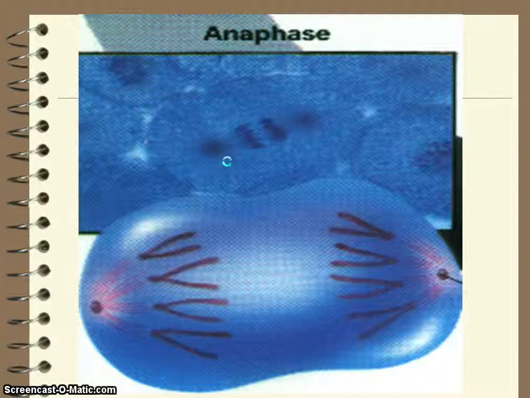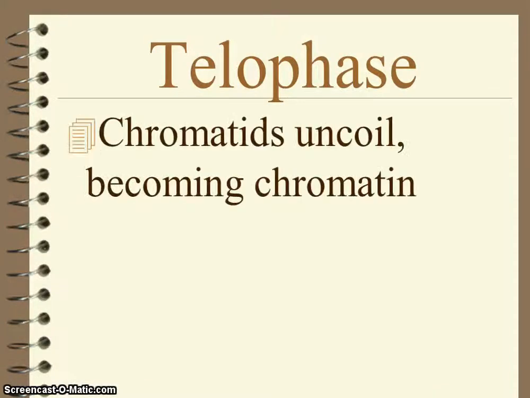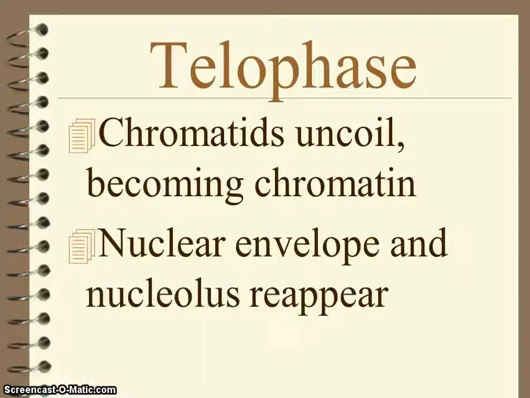Okay, so after anaphase comes telophase. Telophase is the reverse of prophase, okay? Because our chromatids are going to go back into chromatin. Our nuclear envelope is going to reappear, and in this case, we're going to have two nuclear envelopes because we have two different sides where the chromosomes have then pulled apart into.